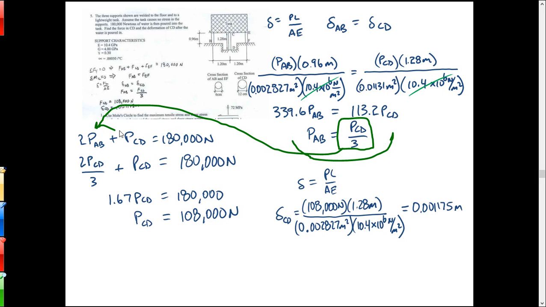So I get 2/3 PCD plus PCD is 180,000. So PCD is 108,000. So that's the load in PCD. And then to find delta, I just use PL over AE. Figure that out, okay?